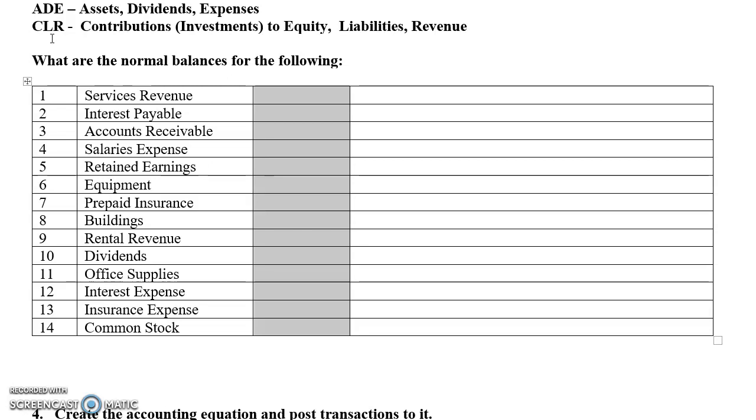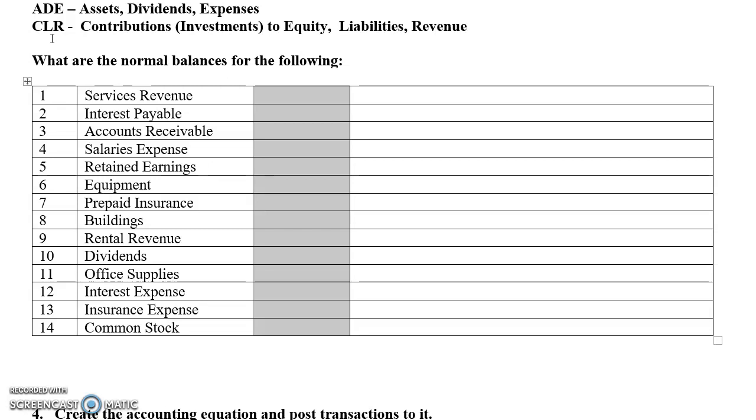ADE, these three are increased with a debit. The normal balance for all assets, dividends, and all expenses is a debit. That means we debit those accounts to increase the balance. CLR, contributions to equity, liabilities, and revenue are increased with a credit. That's the normal balance for all equity, liabilities, and revenue.